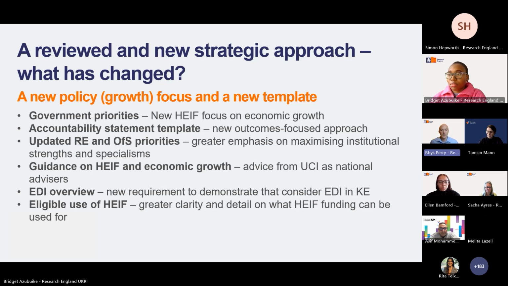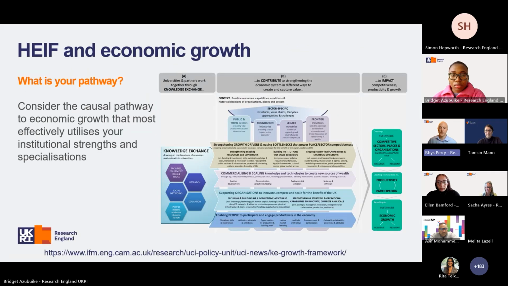In addition, there's the new accountability statement that we'll run through in more detail, and this includes a new requirement to provide detail around EDI considerations in your knowledge exchange activity, responding to an action set out in Research England's EDI action plan. Finally, the Policies and Priorities publication also provides greater detail and clarity on what HEIF funding can be used for. So hopefully this will make it easier to interpret and understand what eligible use of costs are. I'll now pass to Bridget, who's going to run us through the framework developed by UCI to show how universities can deliver the economic growth mission in various ways.